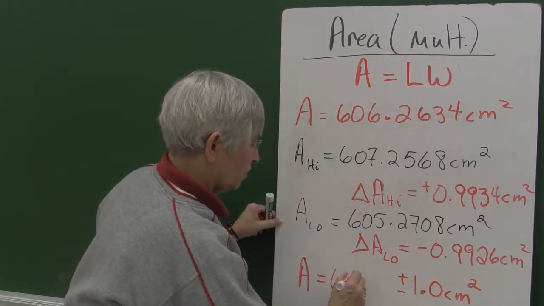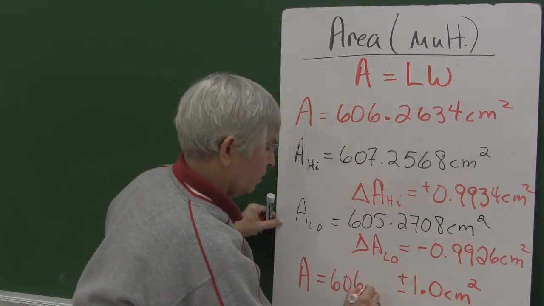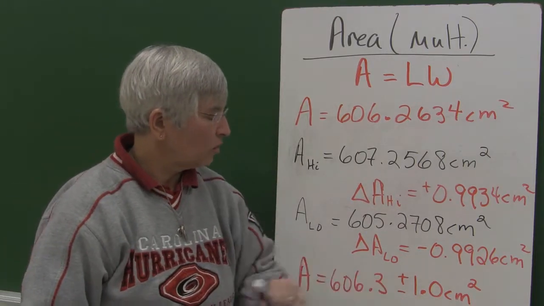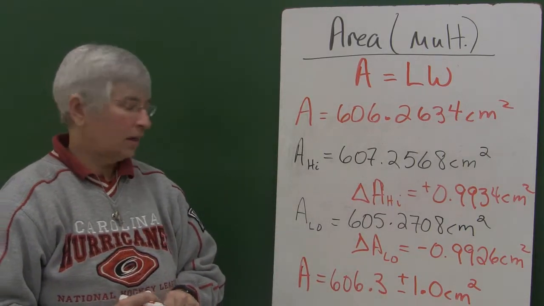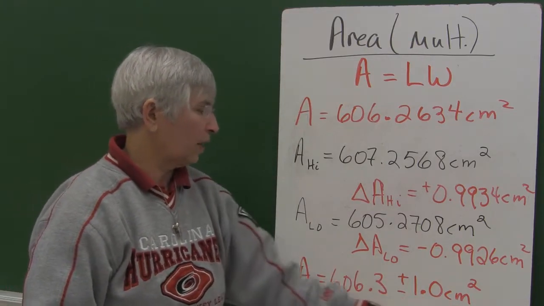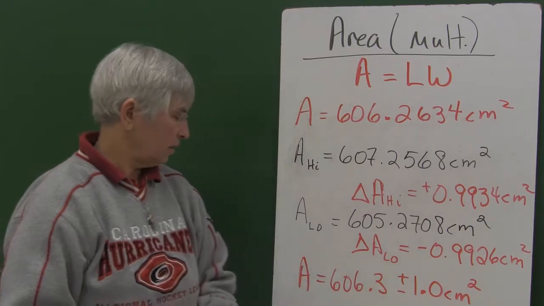So in doing so, this becomes 606.3 plus or minus 1.0 centimeters squared. And notice that sometimes I'll write the units after each value, or I can wait till the very end and write the units likewise.